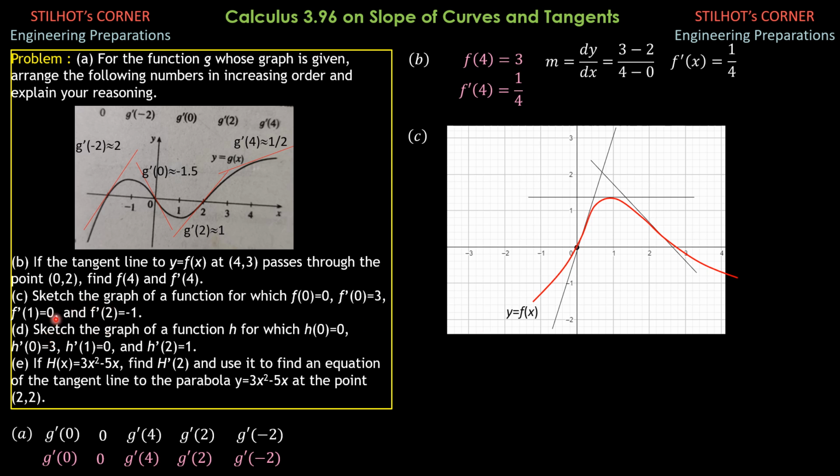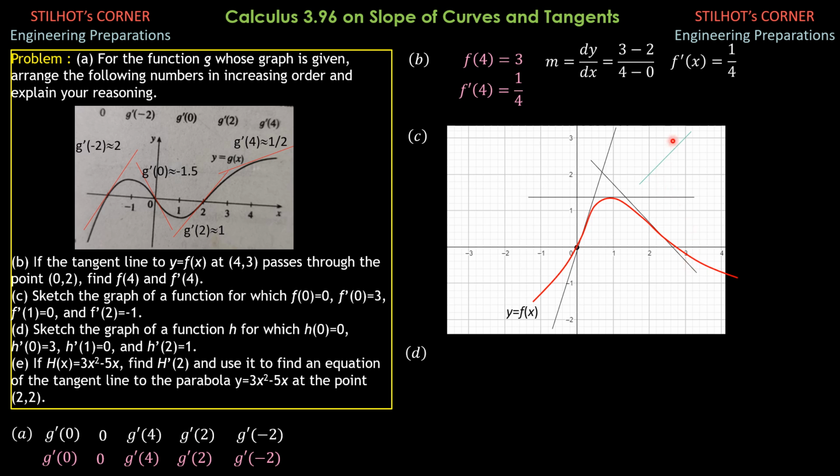D is the same as C. So we have h of 0 equals 0, so it also passes through this point. The slope h prime of 0 is 3, so it's the same. This black line passes through that point. Then h prime of 1 is 0, so almost the same as this. And finally, h prime of 2 is 1. When x is 2, the slope is 1, so it is up to the right, as shown by this blue line.